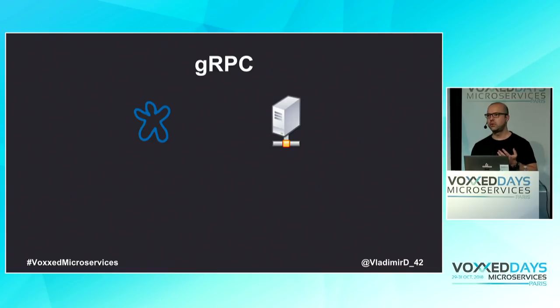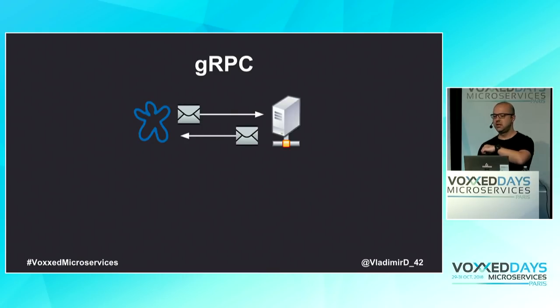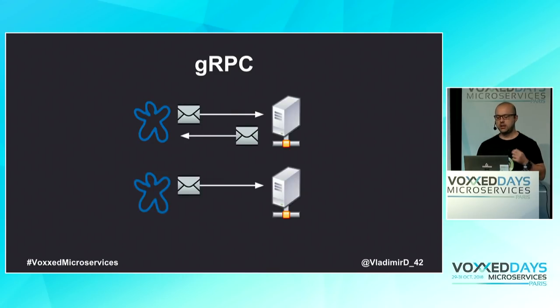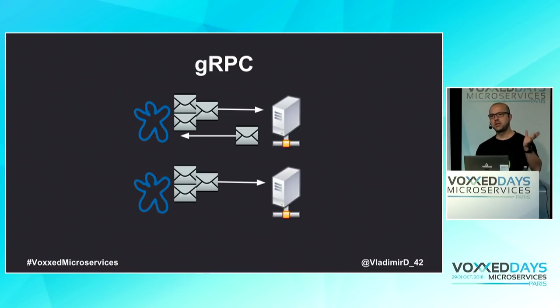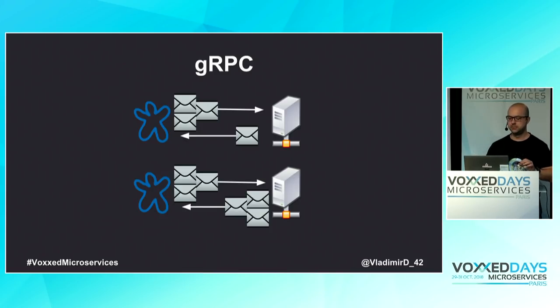There are 4 types of communications. First type is basically client can send a single message to the server, and server can send a single message back. Then the client can send a single message to the server, and server can actually send multiple messages back. Then the client can send multiple messages to the server, and the server can send a single message back. And the fourth, you probably guessed, client can send multiple messages to the server, and the server can send multiple messages back to the client. So there's only these 4 types.